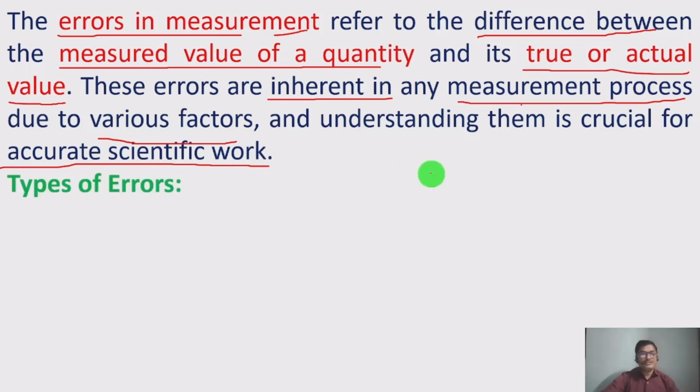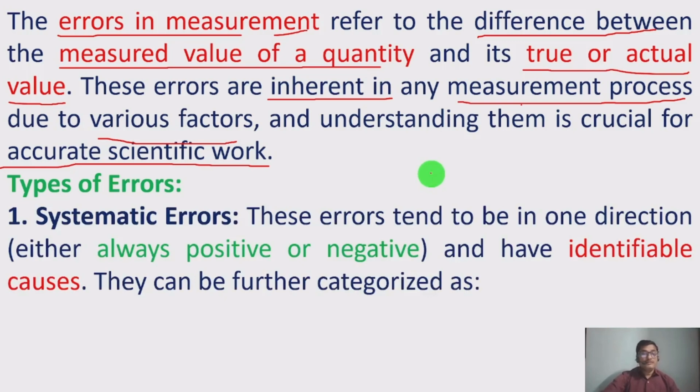Types of errors. The first one, systematic errors. These errors tend to be in one direction, either always positive or negative, and have identifiable causes. The systematic errors that occur may be in one direction, either on the positive or negative side, and have identifiable causes also.